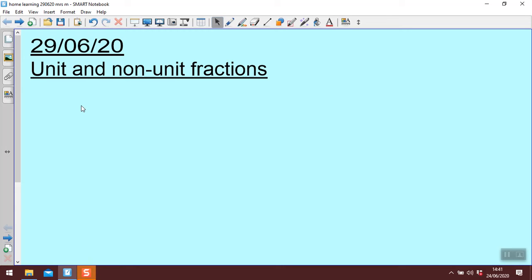This week in maths we will be doing some work on fractions, and today it's unit and non-unit fractions. Unit fractions are where the fraction has a 1 at the top, and non-unit fractions is where you have a number bigger than 1 at the top as the numerator.